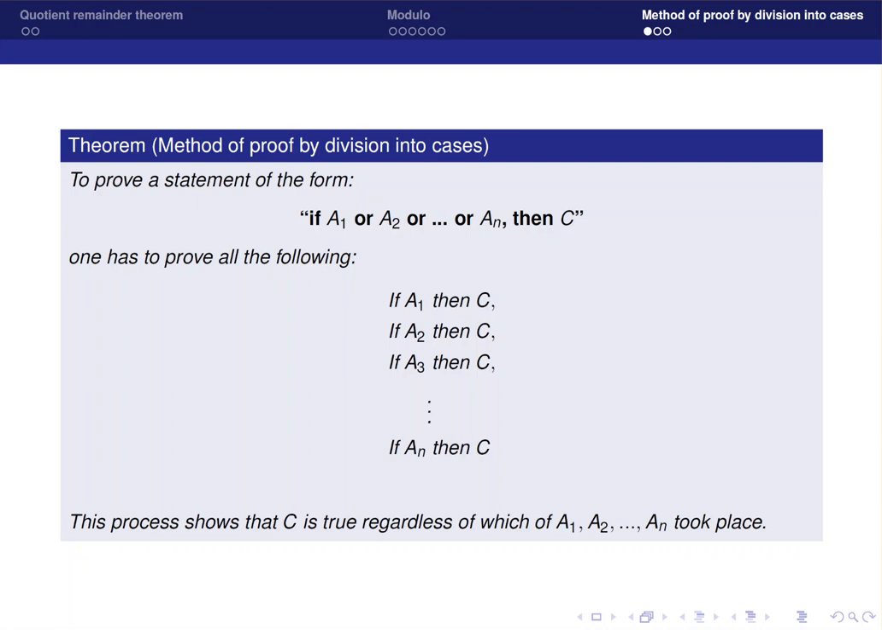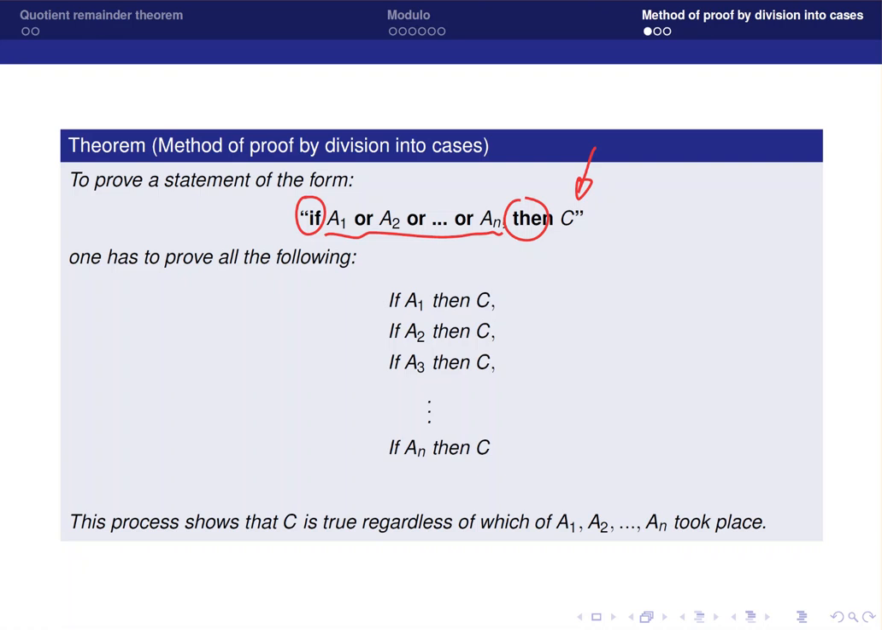The next topic in this section introduces this new theorem, which is what we're calling method of proof by division into cases. This is still a direct way of proving things, and we use this method when we have conditionals of the form if A1 or A2 or A3 or so on and so forth, then C. In other terms, if you have a conditional statement with an if-then form, and your hypothesis is made up of multiple cases that lead to the same conclusion, we use this method of proof by division into cases.